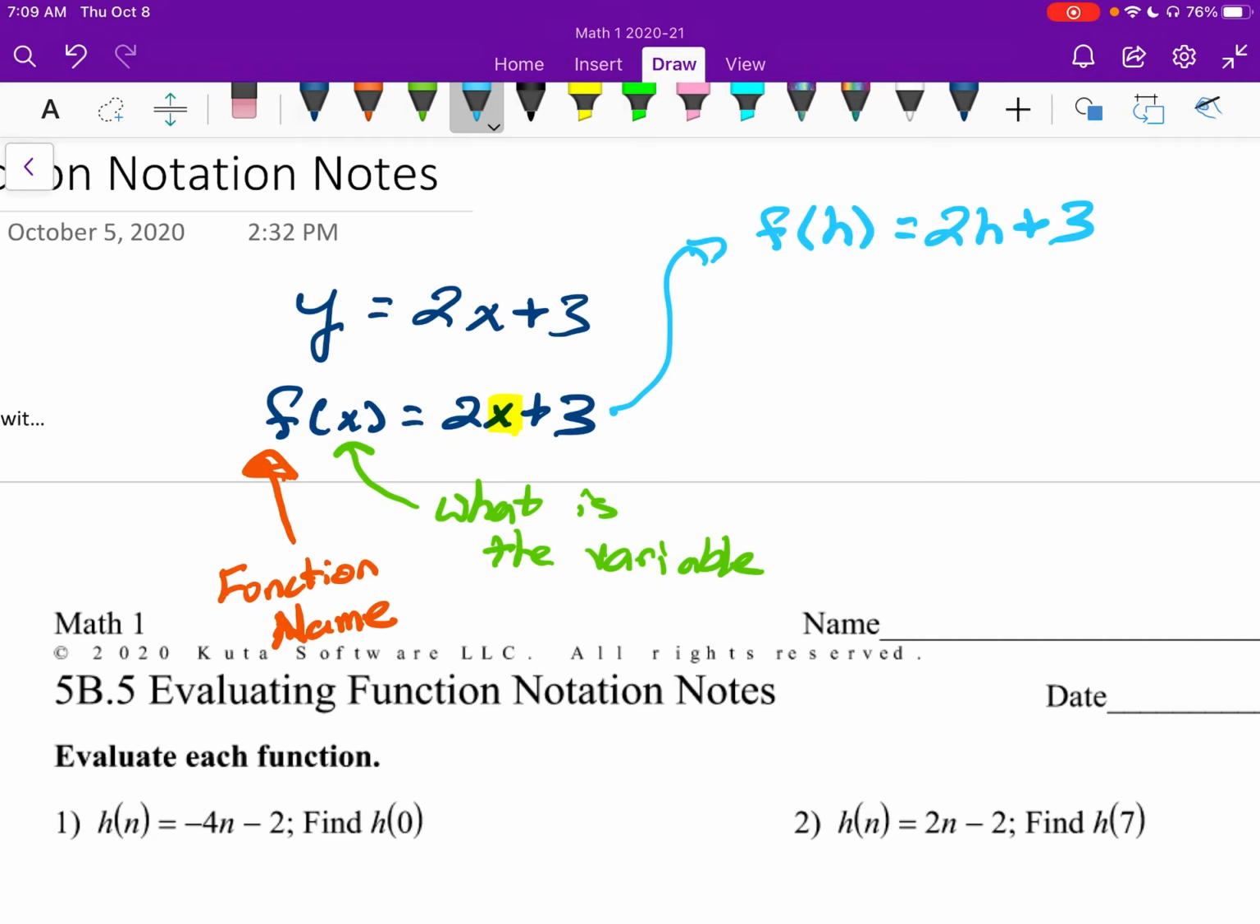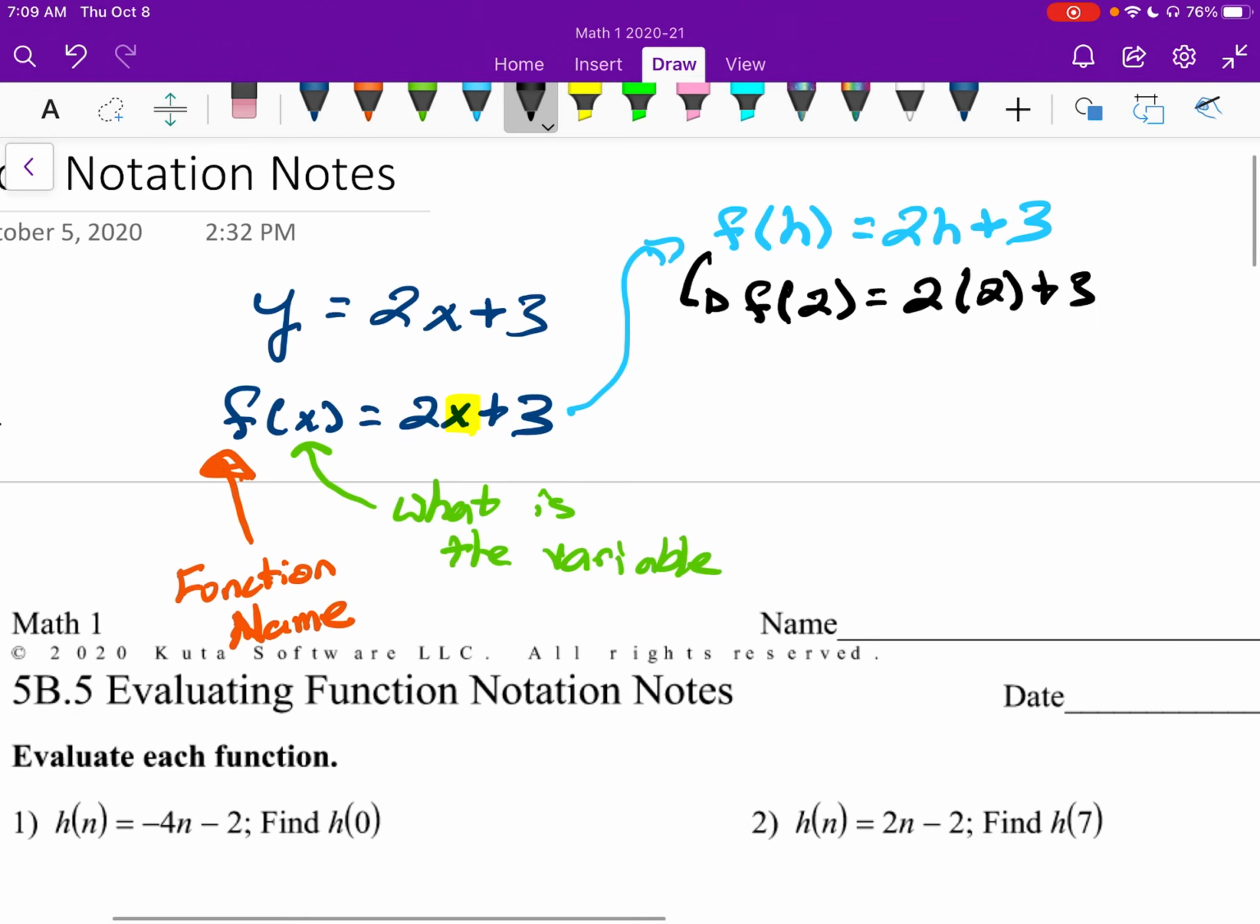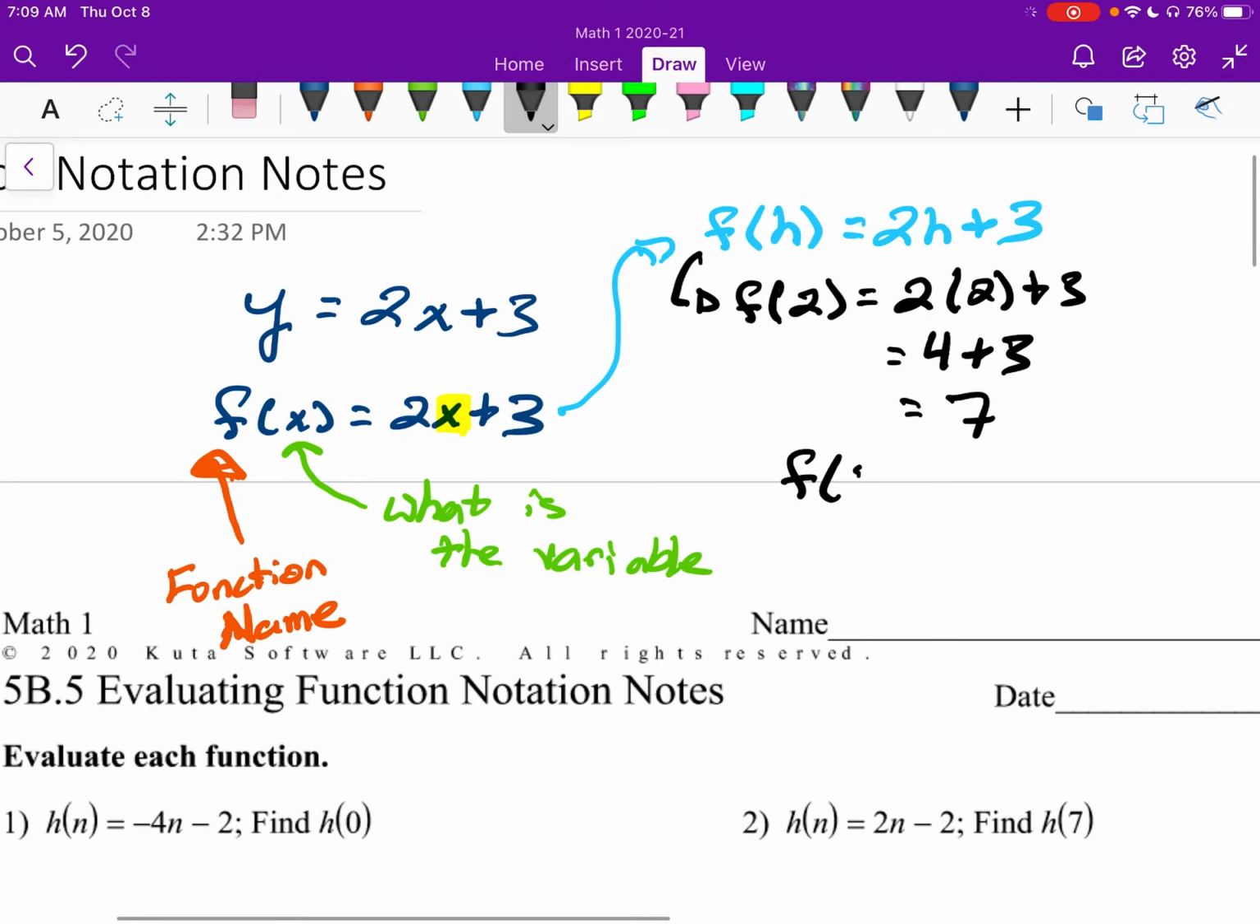Now, similarly, if I decide that I want to find, or I want to say what is f of, we'll say 2, f of 2, well, that means that we need to put a 2 anywhere that there was a variable. So we're going to say 2 times 2 plus 3, which gives us an actual numeric answer, 4 plus 3, which I believe is 7. 4, 5, 6, 7. Yes, 7. So if we were to write that in function notation, we could say, well, f of 2 equals 7.